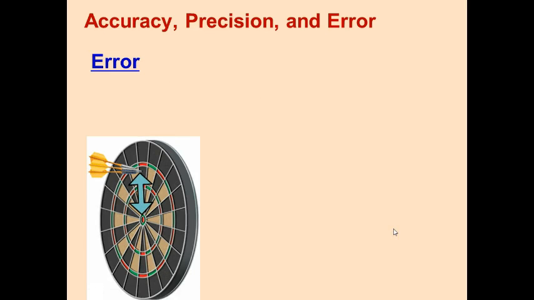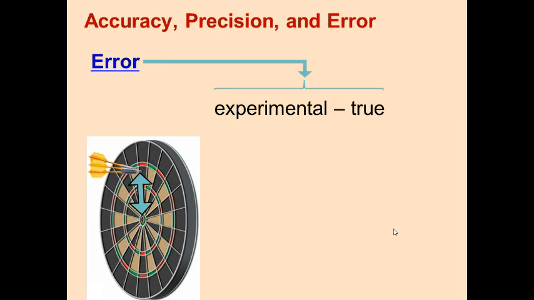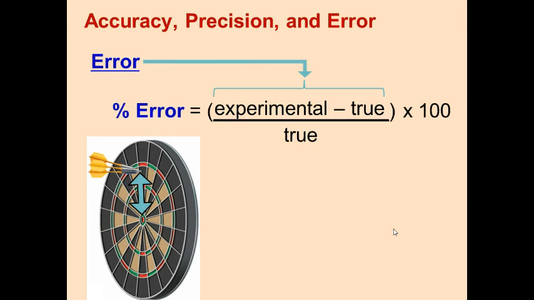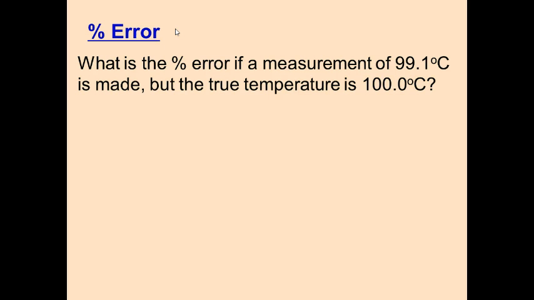And now this is an important thing, how to calculate percent error. So you do experimental minus true over true times 100. And this is used to calculate how far you are from accuracy, or how much percent off you are. And so this problem asks us, what is the percent error if the measurement is 99.1 degrees Celsius, but the actual temperature, the true temperature, is 100?